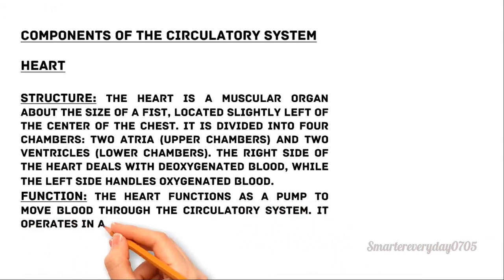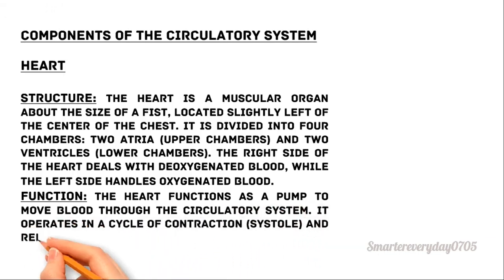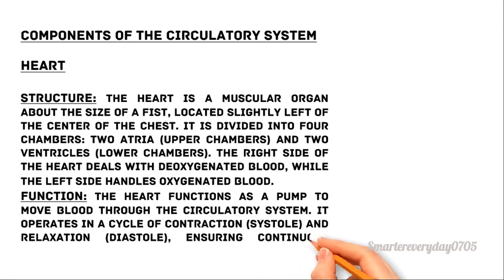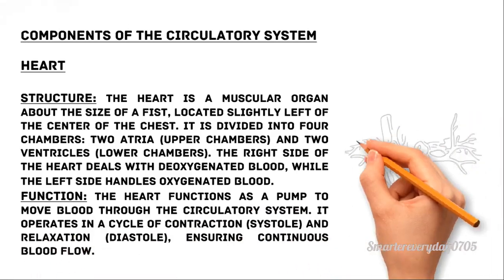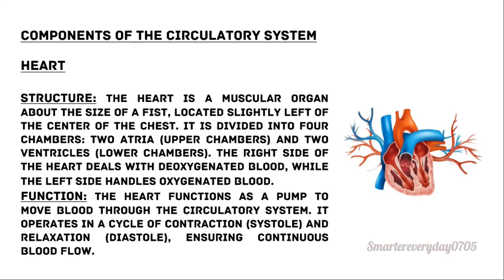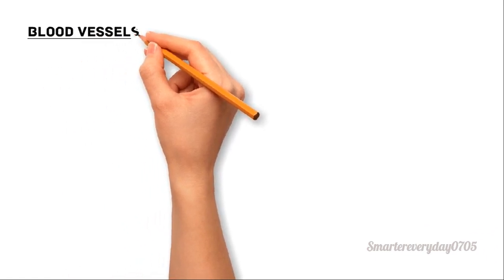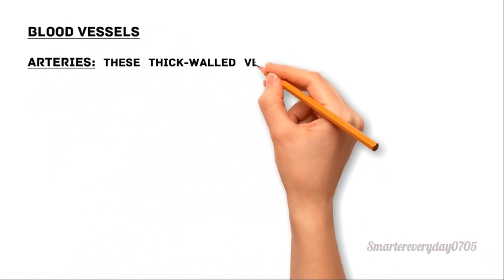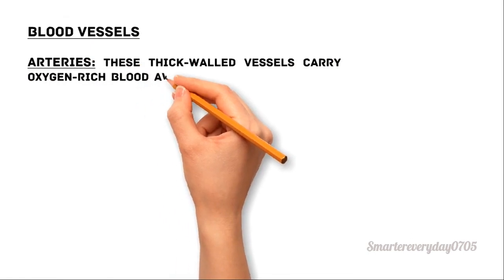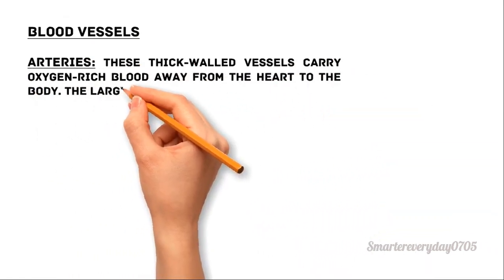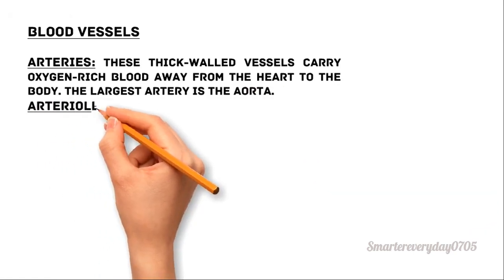Function. The heart functions as a pump to move blood through the circulatory system. It operates in a cycle of contraction and relaxation, ensuring continuous blood flow. Blood vessels. Arteries. These thick-walled vessels carry oxygen-rich blood away from the heart to the body. The largest artery is the aorta.